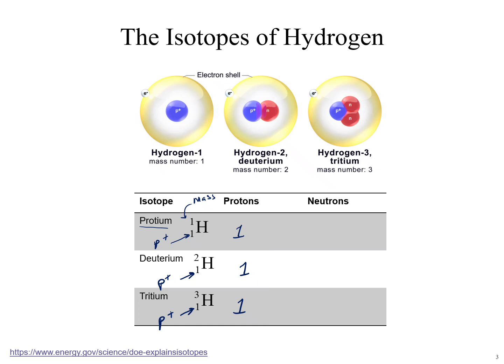Now the number of neutrons comes from the mass minus the number of protons. So when we find the number of neutrons for the first isotope listed here for hydrogen, which is protium, the mass is 1 and the atomic number is 1. So when we calculate the number of neutrons, we get 0 neutrons.